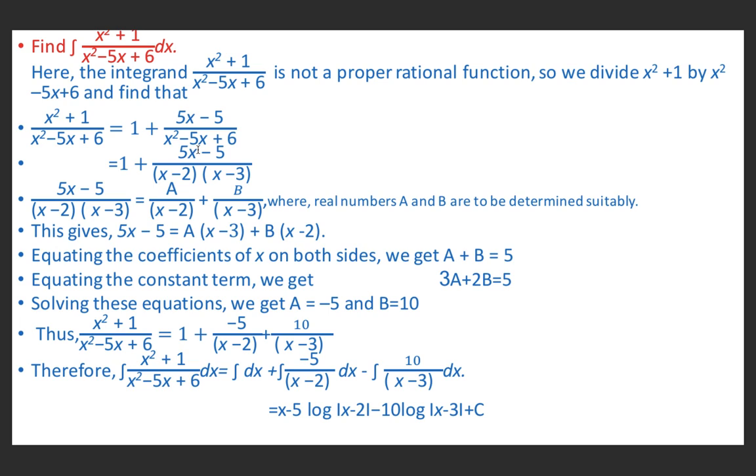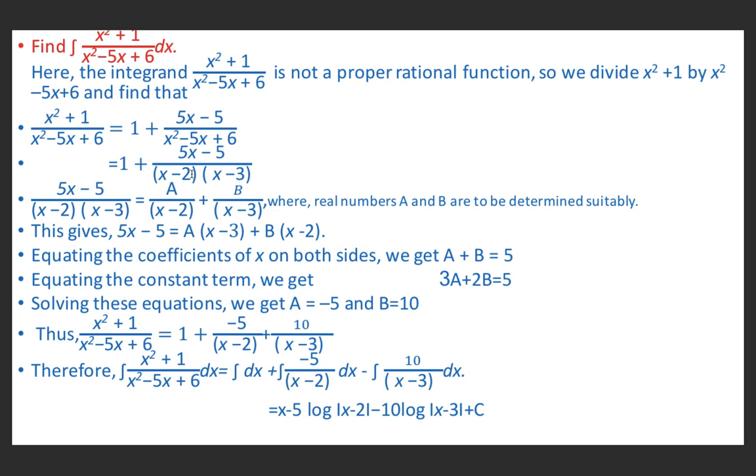Here the degree of the numerator is 1, and the degree of the denominator is 2. Now we will write the partial fraction of (5x - 5)/((x - 2)(x - 3)). So I can write it as a/(x - 2) + b/(x - 3), because x - 2 is a linear factor and x - 3 is also a linear factor and both are different.